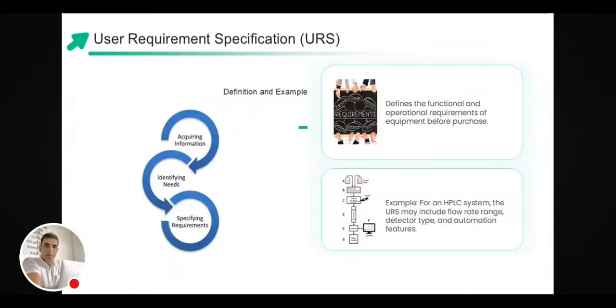Take, for example, the purchase of an HPLC system. The URS might outline specific parameters such as the required flow rate range, the type of detector, and automation capabilities. Without a well-defined URS, there's a risk of acquiring equipment that doesn't align with operational requirements, potentially resulting in costly delays and inefficiencies. A well-crafted URS should be clear, concise, and include testable requirements. Remember, a user requirement specification must always be prepared and approved before issuing a purchase order.